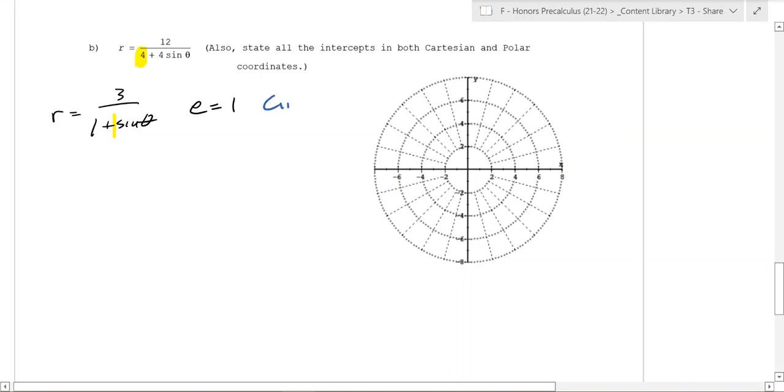So that means this is a circle. We haven't done that yet. Oh, excuse me, it's equal to 1. So it's not a circle, it's a parabola. Parabola, I gotta remember that. So it's a parabola.